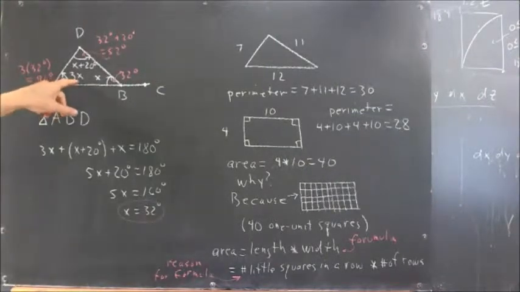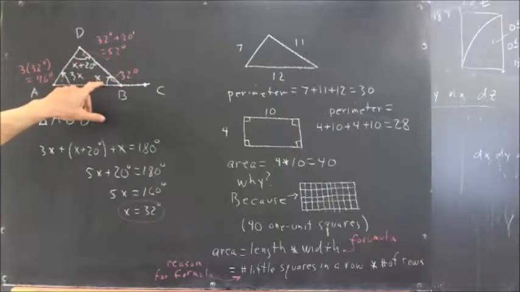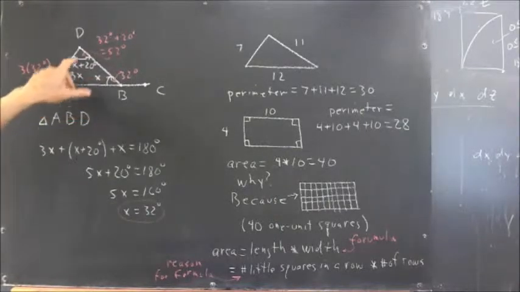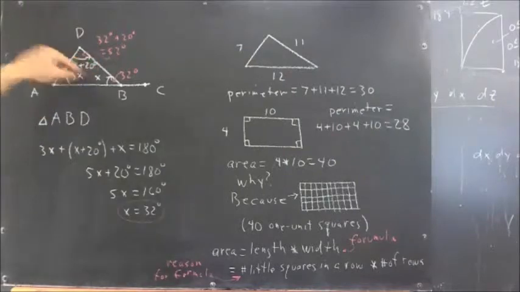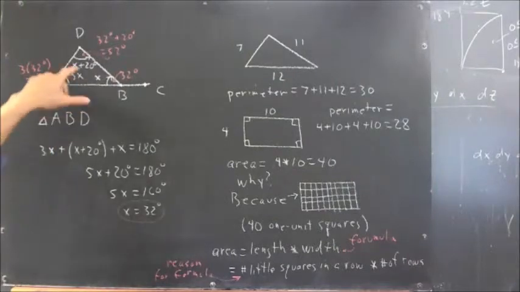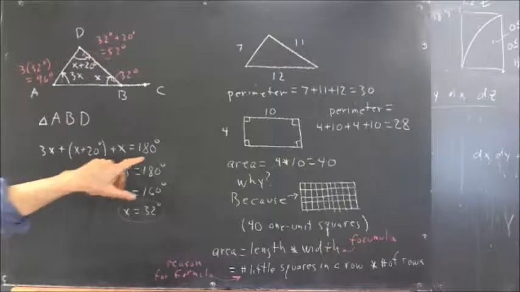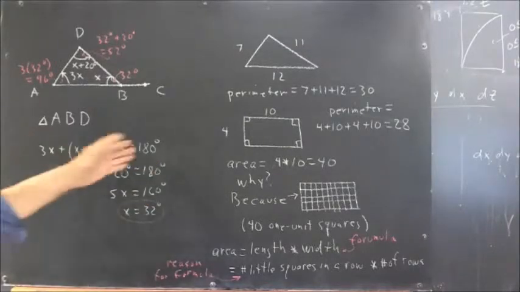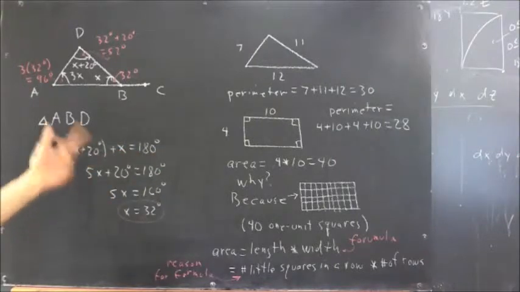Now, if this angle is 3x, this angle is x plus 20 degrees, and this angle is x, then what are the three angles? People responded pretty quickly. Well, these three angles add up to 180 degrees. So we can write an equation: 3x plus x plus 20 degrees plus x adds up to 180 degrees.